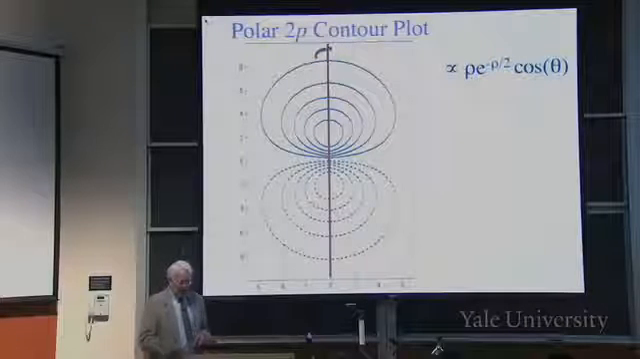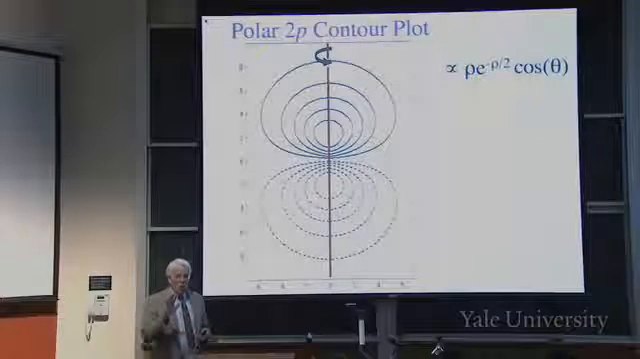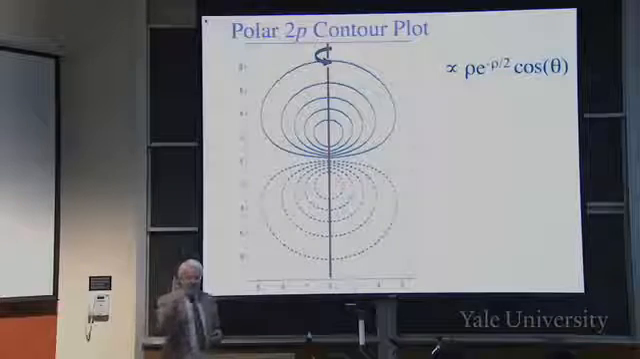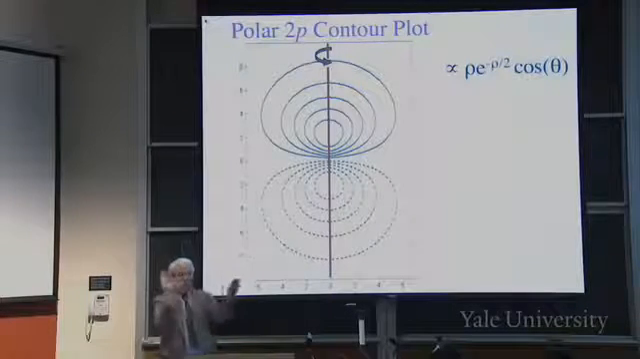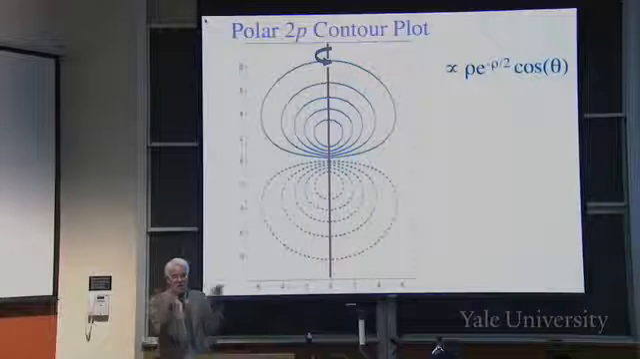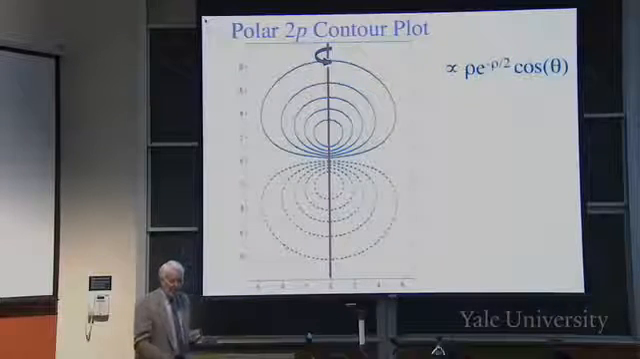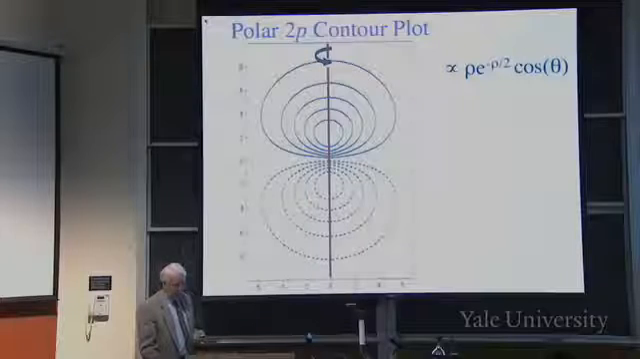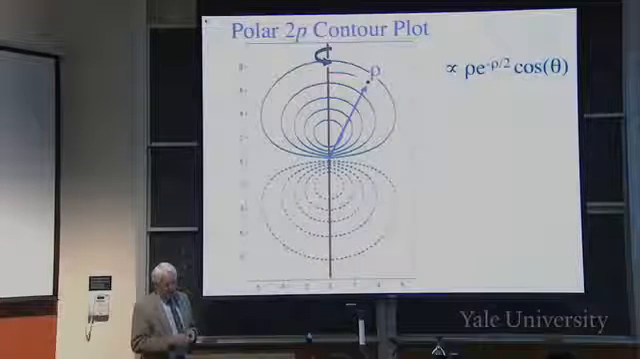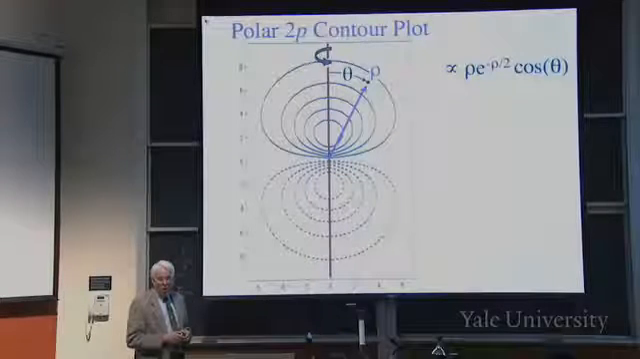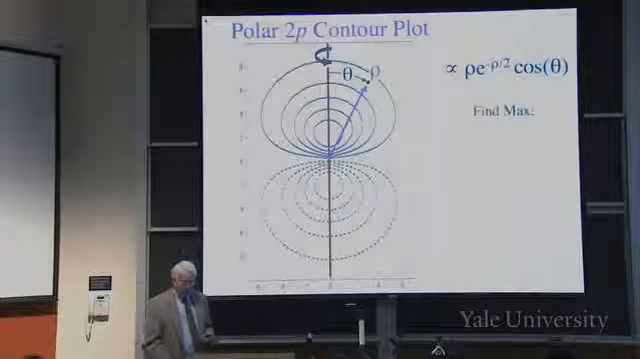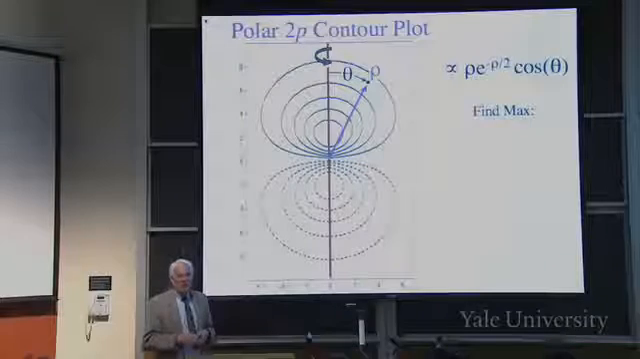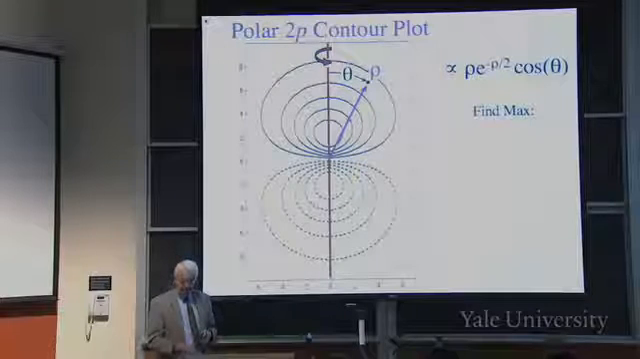And notice it doesn't depend on phi, the angle of rotation around here. So we can take that picture and rotate it to give a three-dimensional dumbbell. We're just looking at one slice here in order to be explicit. Now, there's a certain point there that has a certain rho and a certain theta, and therefore it has a certain value. Now, let's find the maximum of that function.